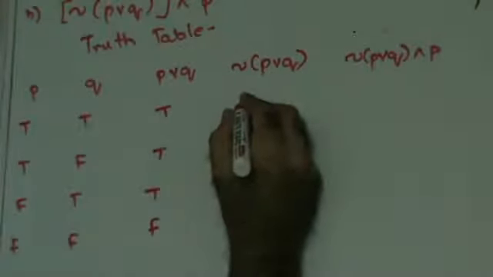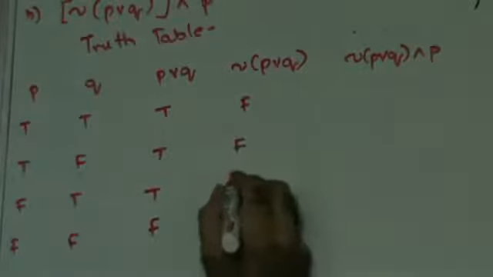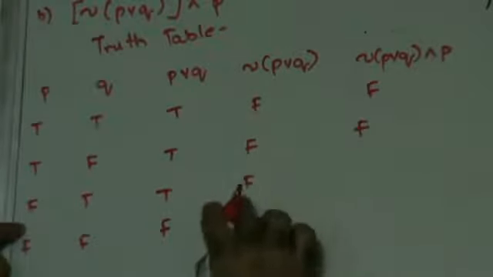Not. True becomes false, false becomes true. So false, false, false and true. I need AND between this and P. Now AND function, if both the conditions are true, only then the answer is true. Here both the conditions are not true, in every row.